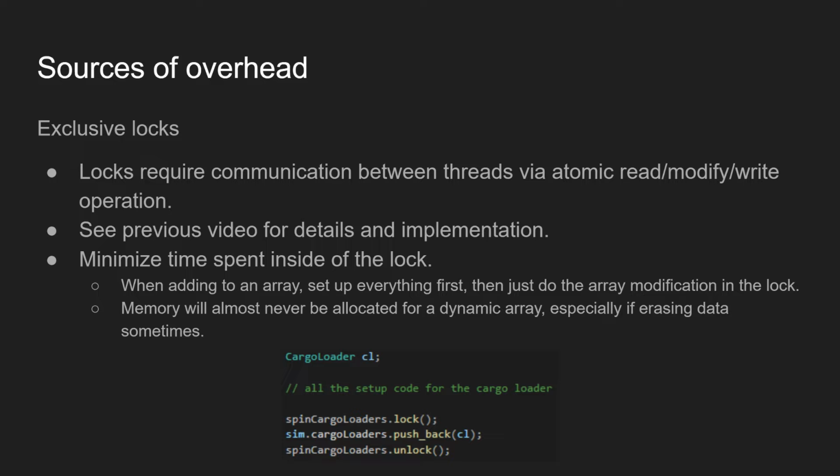The other source of overhead is the time actually spent inside of the lock, right? This is an effective serialization of what would otherwise be parallel code if any other thread is waiting on the lock while it's owned by another thread. Thus, you want to minimize the amount of time that you spend in a lock. For me, what this typically means is that if I'm, say, adding to an array that's protected by a lock, I set up everything that I can first, and then I acquire the lock just in order to add the data to the array, and then I release the lock.